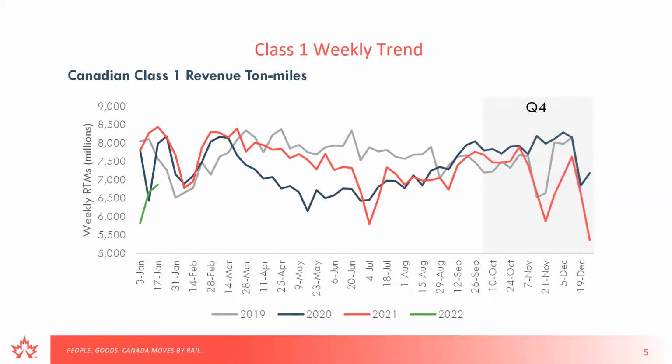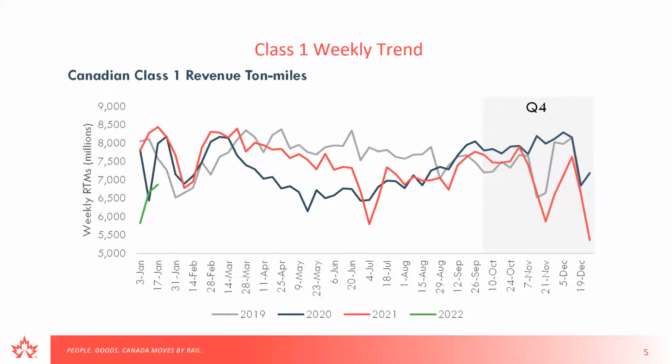So the 3 things that stick out the most in 2021 were late June, early July, where we see the impacts on weekly revenue ton miles due to the wildfires out west. And then again in November, there's the impacts of the flooding. And then things recovered in early December, but then supply chain issues and high dwell times at ports really took a toll on the total activity towards the very end of the month.